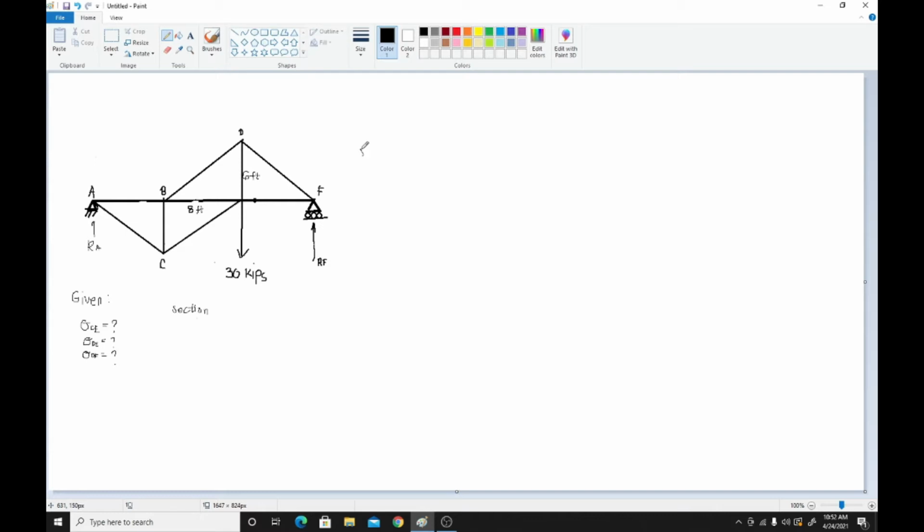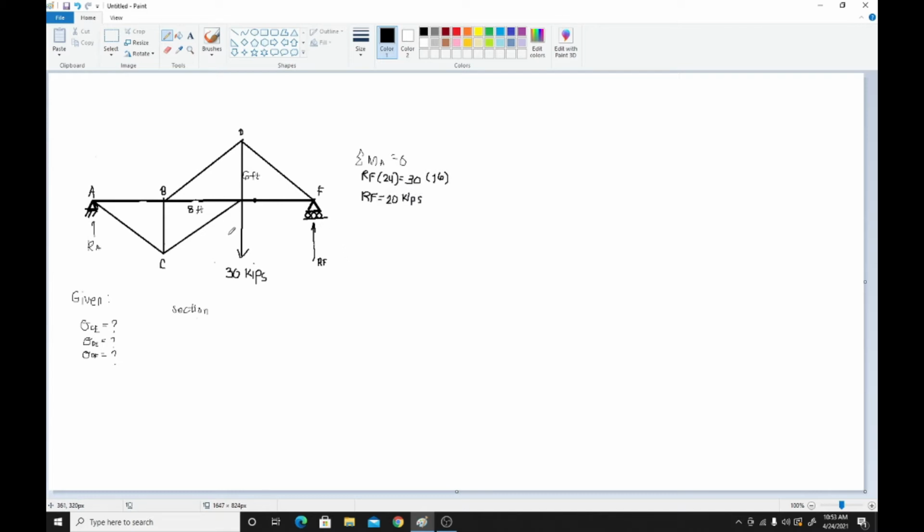So first, let's have the moment of A equals 0 to get the value of the reaction acting at F. So RF times 24 equals 30 clockwise times 16. Therefore, RF is equal to 20 kips.